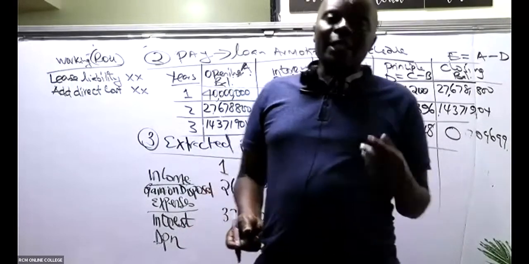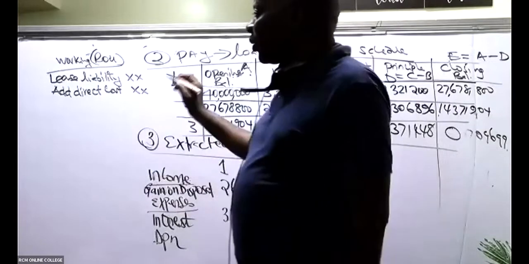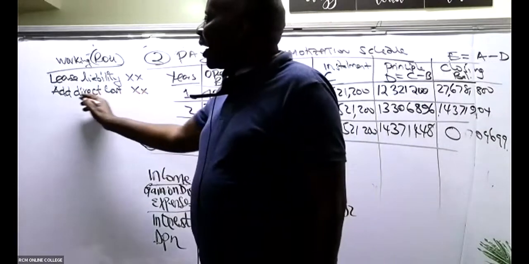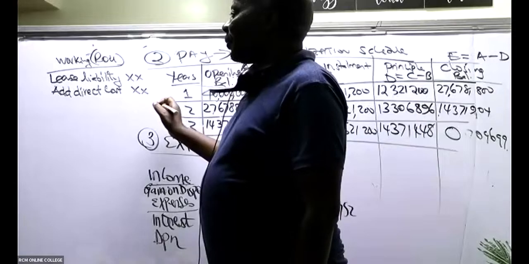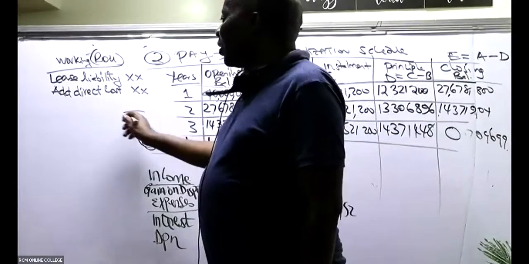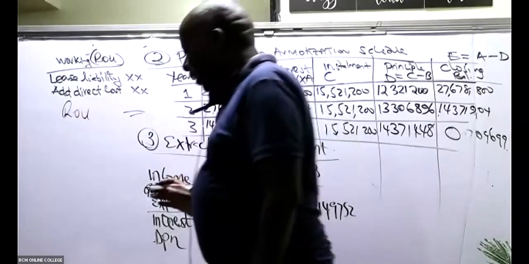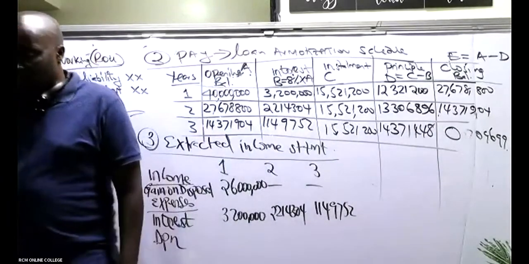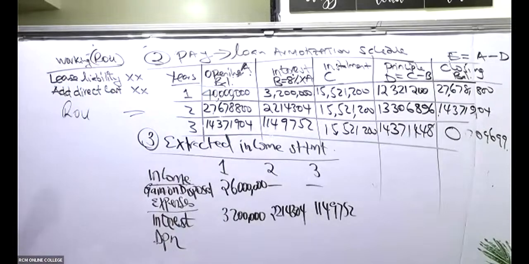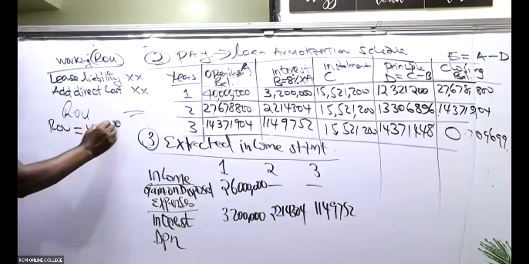And of course, there are other expenses that we shall be seeing, but most importantly, the one you should never forget are the direct costs. You add them, and that will give you what you call the ROU. In our case, we don't have any additional costs given here. So basically, our ROU will be exactly equal to what here?